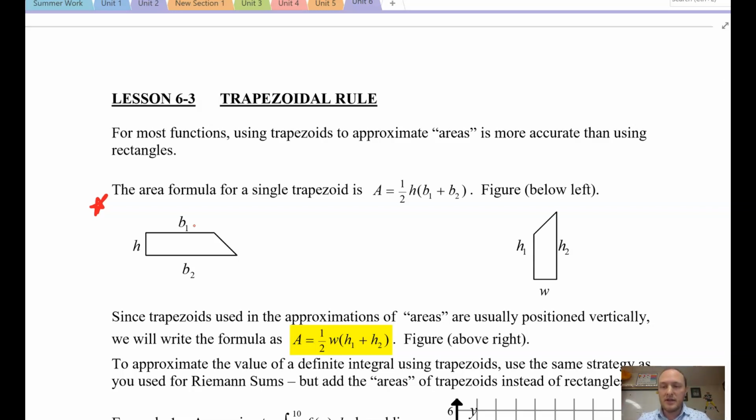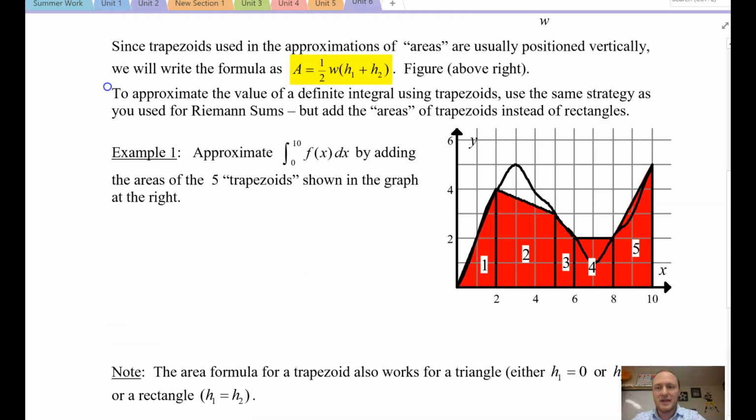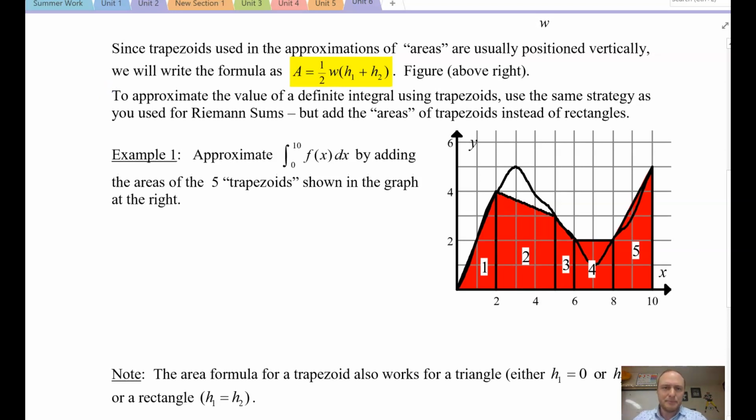So for integrals and areas underneath curves, we don't really have images that look like this. So what we do is we kind of rotate our trapezoid to look like this, and we'll just change the linguistics of it. We have height 1 and height 2, so we'll average those and we multiply by the width. So let's go ahead and check out some examples. And again, here's the formula, adjusted with the kind of terminology that we want.